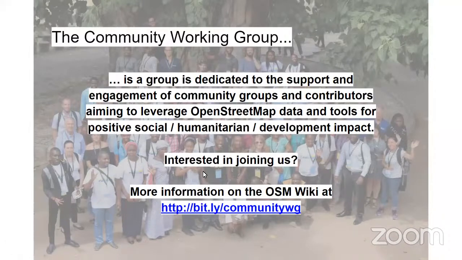Okay. So we're going to start by running you through what the community working group is all about whilst everyone introduces themselves in the chat. The community working group is a group dedicated to the support and engagement of community groups and contributors who aim to leverage OpenStreetMap data and tools for positive social, humanitarian, or development impact. If you're interested in joining, you'll find more information from the wiki link that is shared there.